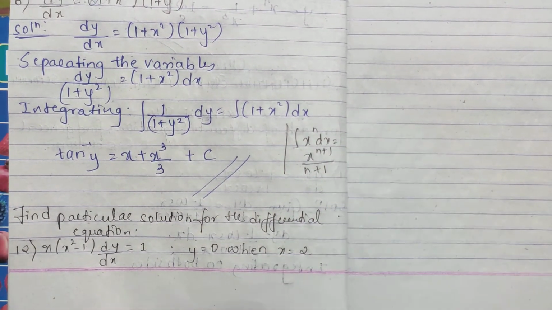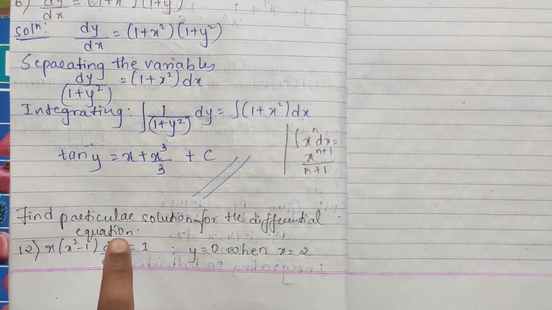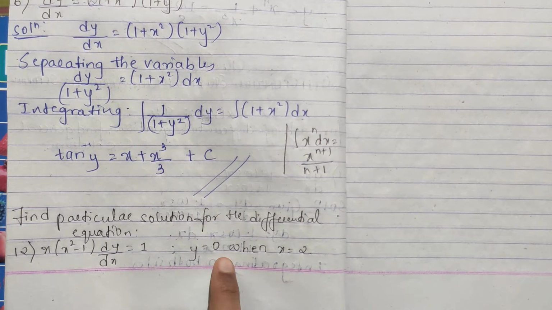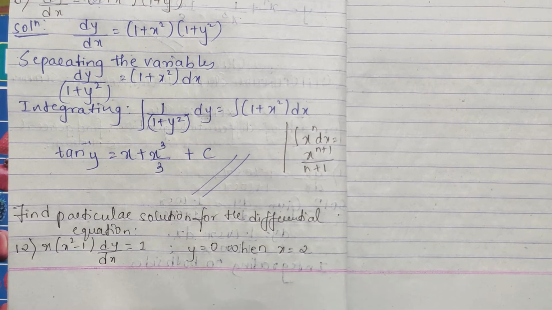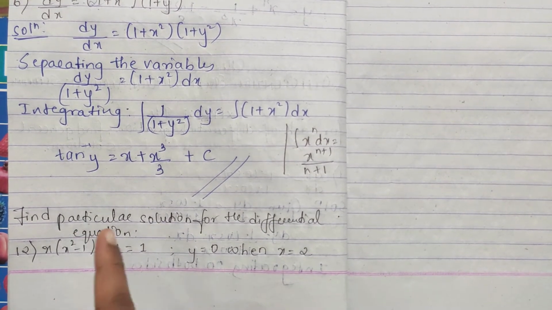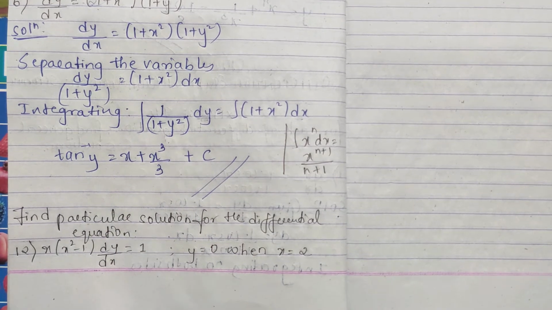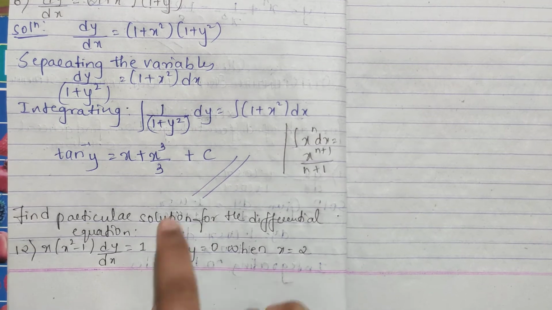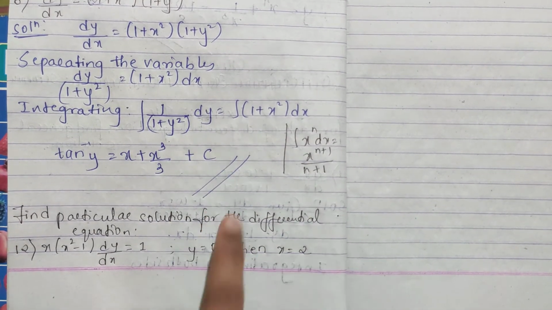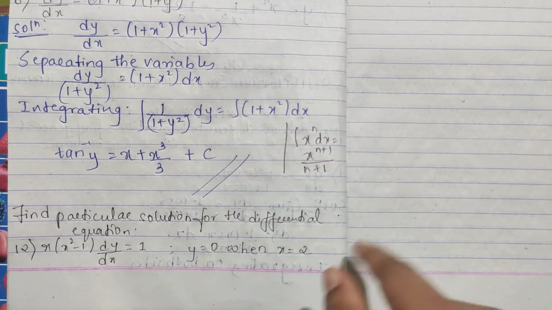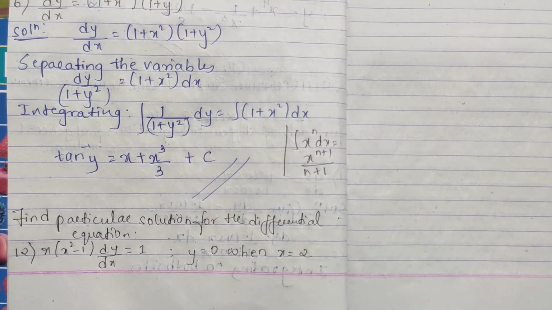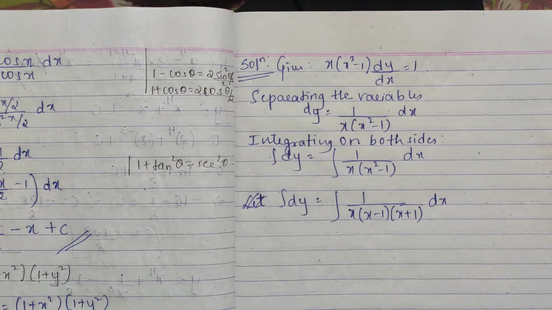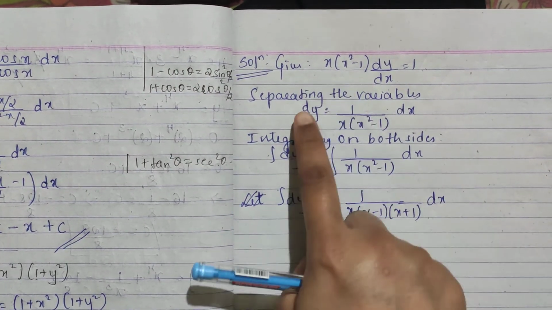Next question is: find the particular solution of the differential equation (x square minus 1) dy by dx equal to 1, such that y is equal to 0 when x is equal to 2. Why have they given this? In the question they are telling us to find a particular solution, and for a particular solution there shouldn't be any arbitrary constant. In the general solution you were using the constant. So whenever you get c, you have to substitute and find the c value, and then get it in a proper equation form. The same procedure: we will separate the variables first and then do it.